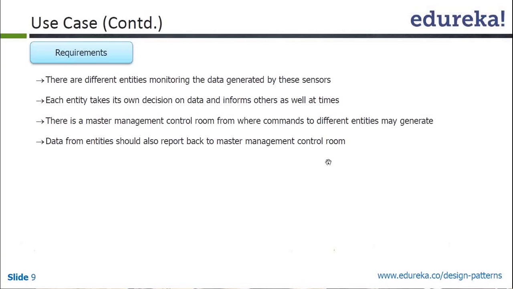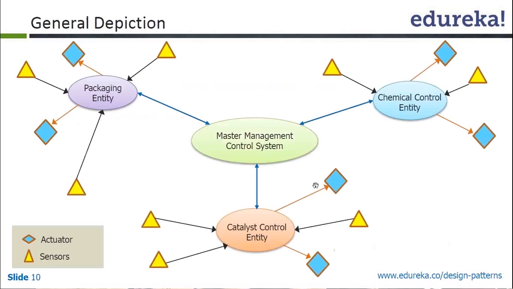With that, moving on, here is the general depiction of how the solution would look like. There could be packaging entities, the master management control, the catalyst control, and the chemical control entity. And you see these blue diamonds, they are actuators. So all these bubbles are going to operate on actuators, and these yellow rectangles are sensors which are going to send data to these bubbles.